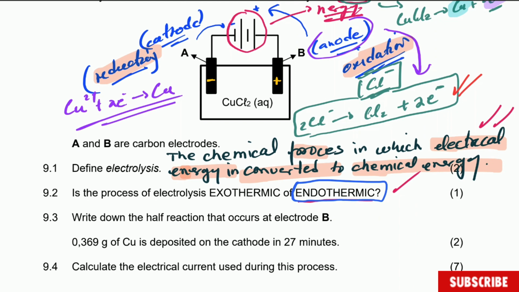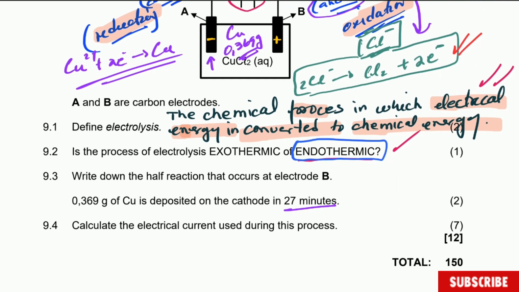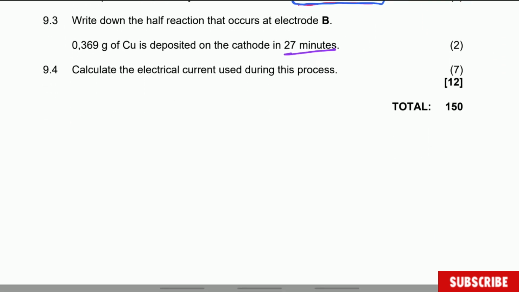Now, 0.369 grams of copper is deposited at the cathode in 27 minutes. How much copper was deposited there? 0.369 grams of Cu, and the time was 27 minutes. Calculate the electrical current used during this process. This is a very good question, and it often appears in exams. So let's start from the beginning. We're looking for electrical current.